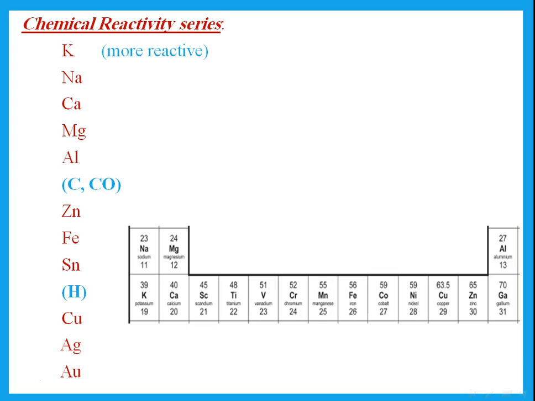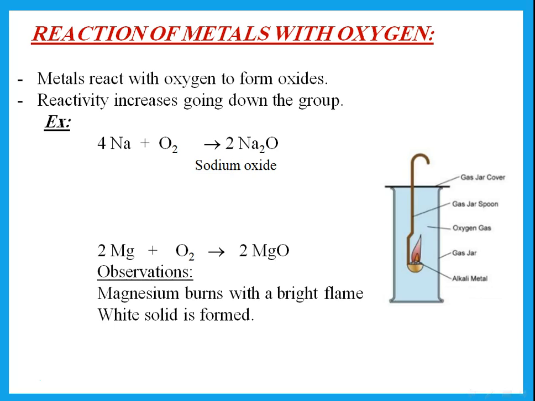So we have copper, silver, and gold. These are below hydrogen in the reactivity series. So this is the chemical reactivity series: potassium, sodium, calcium, magnesium, aluminium, zinc, iron, tin, and then copper, silver, gold. If you don't memorize it, check in the periodic table as I told you.